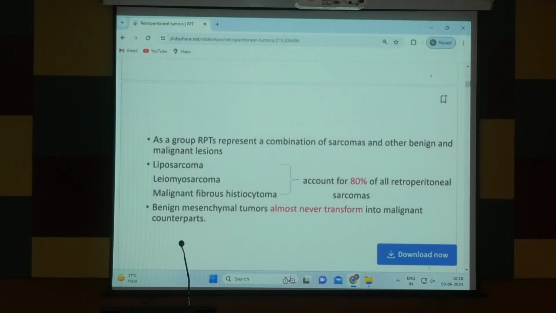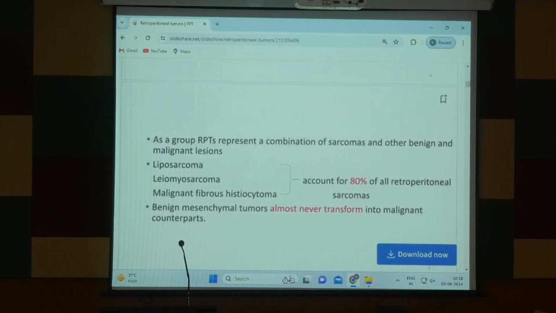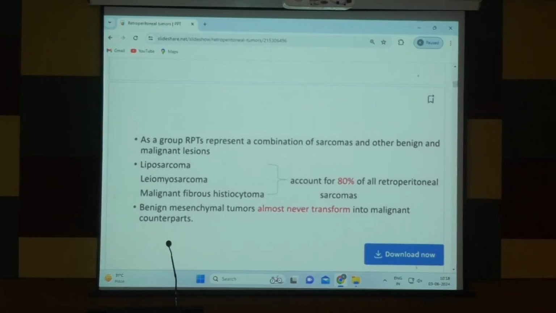You people are not being able to see; you could have come easily this way and seen the screen. Liposarcoma, leiomyosarcoma and malignant fibrous histiocytoma account for 80% of all malignant retroperitoneal sarcomas. Benign mesenchymal tumors never transform to malignancy. Important take home message: benign tumors usually never turn to malignancy. 80% are almost these three, but recent advances have changed this.